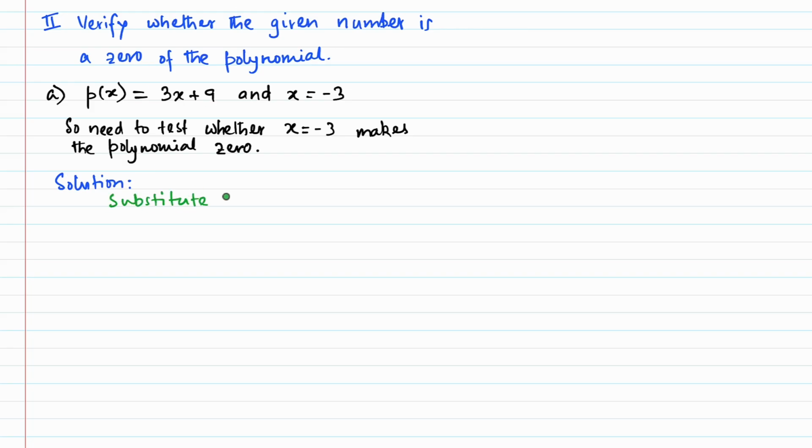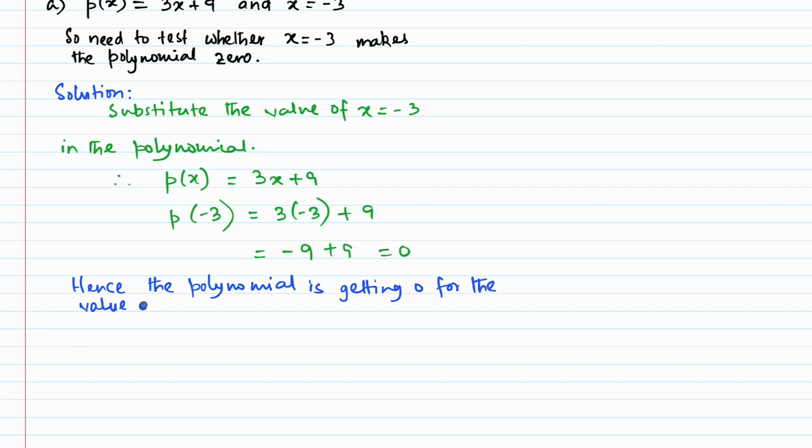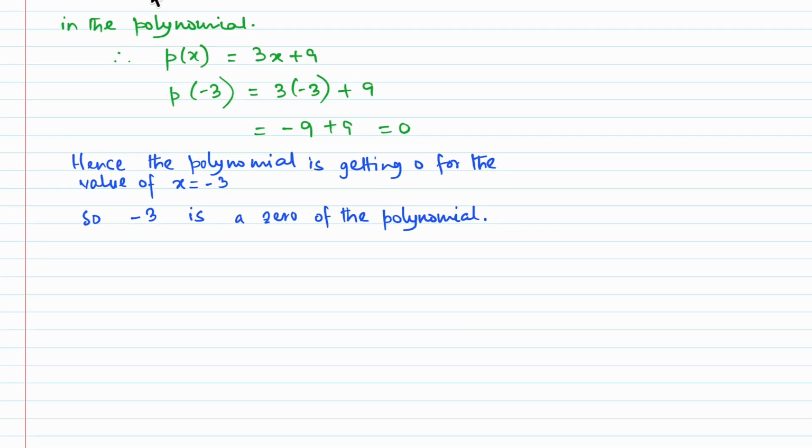Solution, simple. We have to substitute the value of the variable x into the polynomial 3x plus 9. So p(x) equals 3x plus 9. We put the value of the variable, minus 3, and we find minus 9 plus 9 gets 0. Hence we can verify that this polynomial is getting 0 for the value x equal to minus 3. So minus 3 is a zero of the polynomial. So hence proved. Let's take another example of a similar kind.